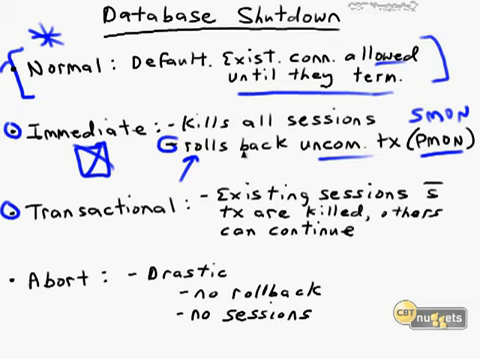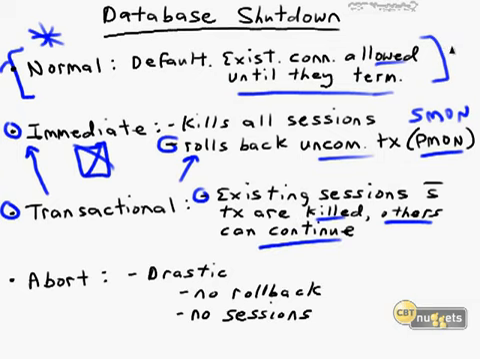Transactional is a third database shutdown method. What happens here is that existing sessions without transactions are killed. Others can continue. Transactional, I think, is a kinder, softer database shutdown method than immediate, which just kills all sessions. Here, folks who do have active transactions can continue. Sessions that have commits are killed.